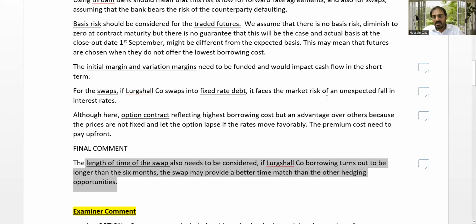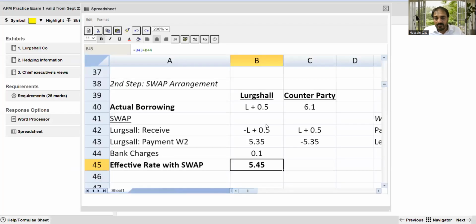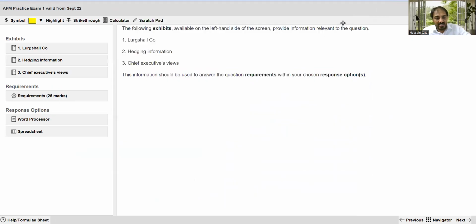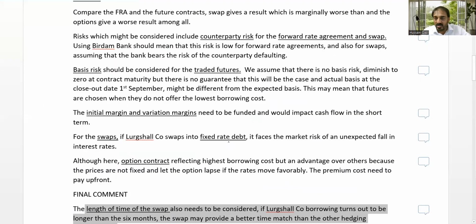Yes, I'm saying that the issue with this question is that if we compare forward, futures and swap, the difference is not very substantial, so we must take care about the final comments. The differences are very minor, but anyway, that is the complete question.